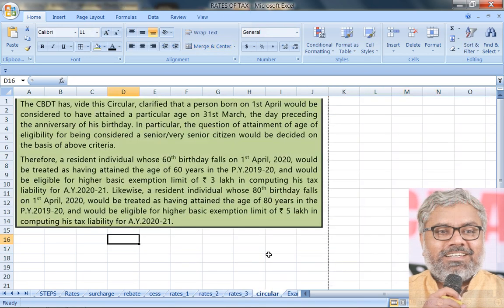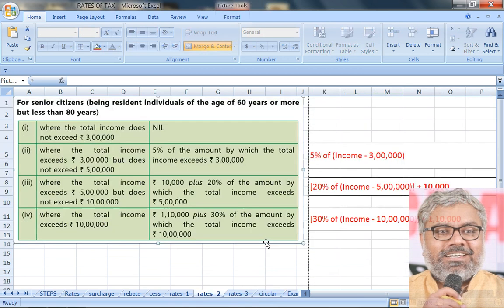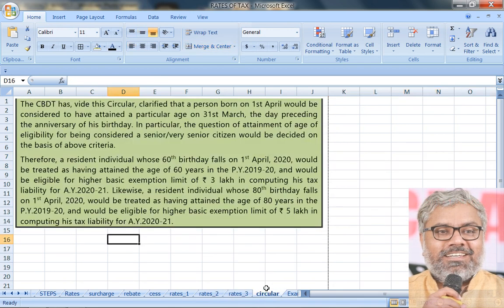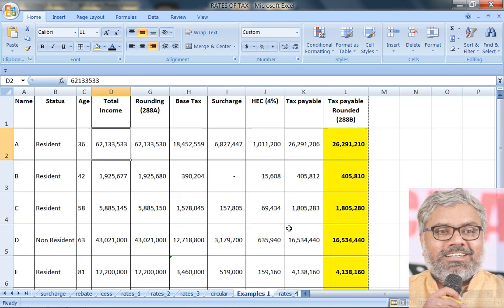These birthday things are not that relevant. Only relevant for determining whether somebody is a senior citizen or a super senior citizen. Always keep in mind that this age, senior citizen, super senior citizen, age, birthday, all these things will be only and only applicable when the SSC is resident. If the SSC is non-resident, there is no need to even bother about the age of the SSC, right? These are the points to be noted.